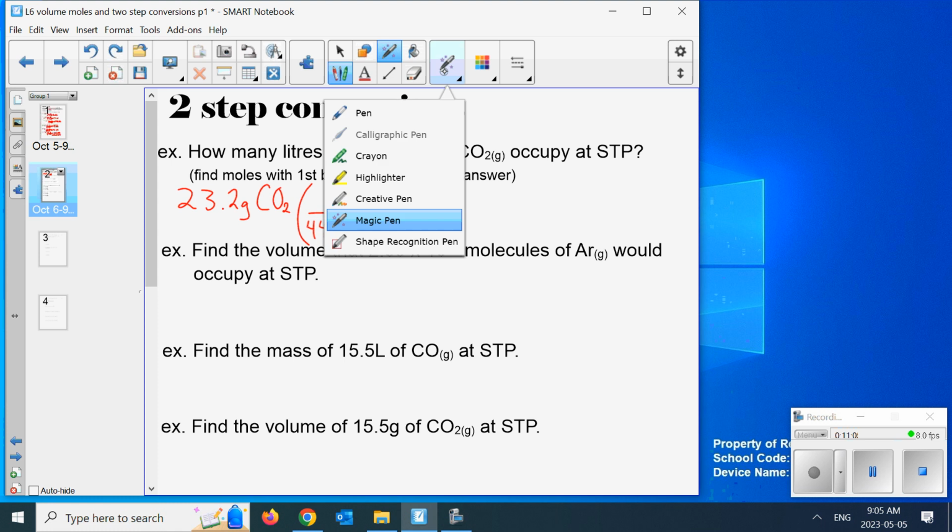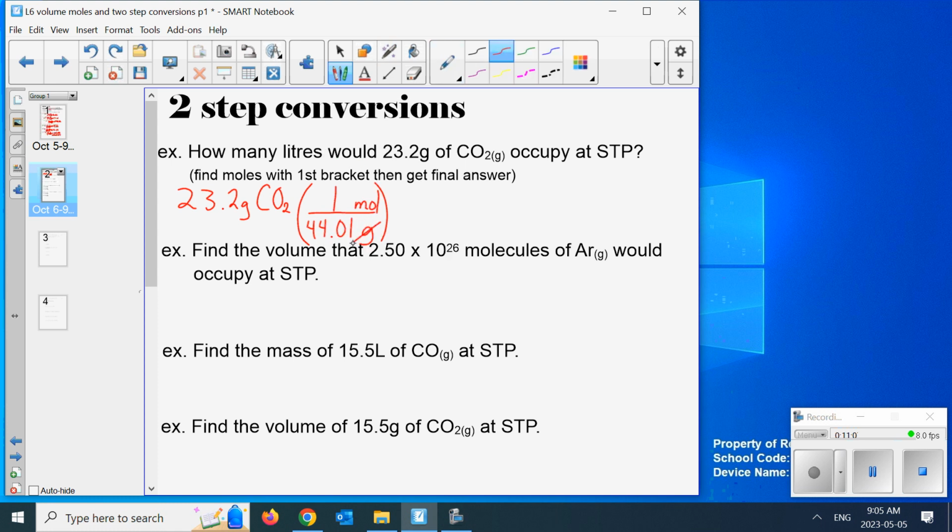Okay? So I'm going to actually do the cross out, just to keep in mind. Now, I'm going to use another color just so that you can see that the second bracket, the 2-step part, is clearly identified. So what do I want to get rid of with the second bracket? I want to get rid of moles. So I cancel that out. And I want to keep how many liters. So I want liters, and this is a gas. So I know it's 22.4 liters for 1 mole.